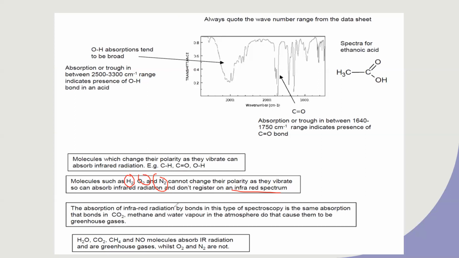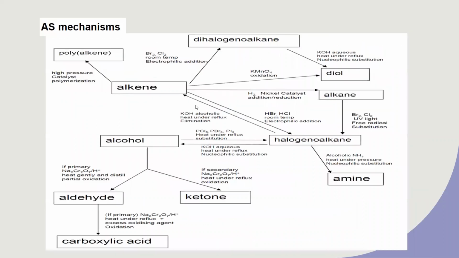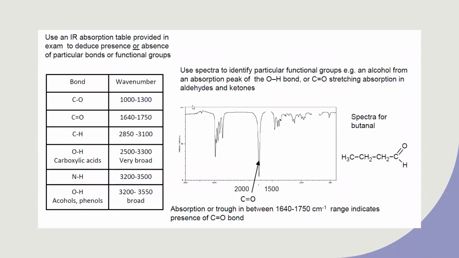So the absorption of infrared radiation by bonds in this type of spectroscopy is the same absorption by the bonds of CO2, methane and water vapor in the atmosphere that cause them to be greenhouse gases. So to be a greenhouse gas, the molecule should have a bond that vibrates and changes the polarity, resulting in absorption and emission of infrared radiation. Is it clear, the infrared spectroscopy?